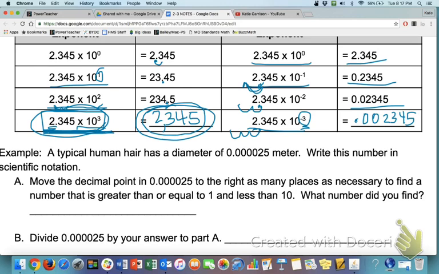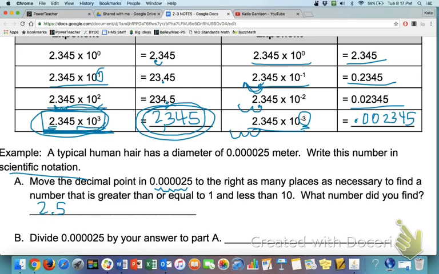Okay, let's look at the next example. It says a typical human hair has a diameter of 0.000025 meters. Write this number in scientific notation. So again, scientific notation means we're going to have a something times 10 to the exponent. And remember, our first number is going to be something between 1 and 10. So we're going to take our decimal, we're going to move it to the right until we can land the decimal, making our number somewhere between 1 and 10. So that is going to be 2.5.